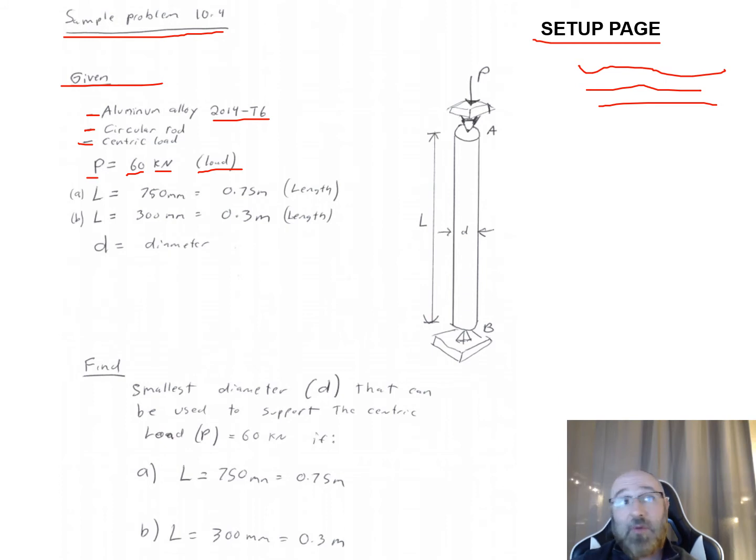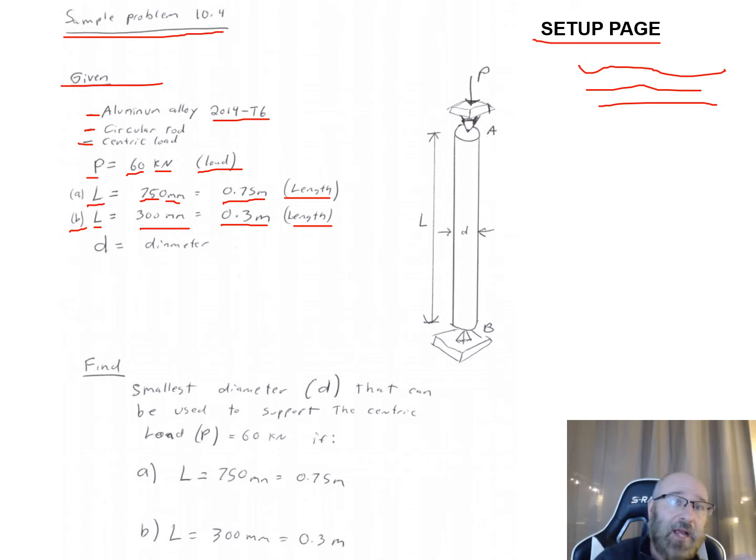Now, for part A and for part B, they give us a different L, which is our length. For part A, this is 750 in units of millimeters. We can do that conversion: it's 0.75 meters. For part B, our L, our length, is equal to 0.3 meters or 300 millimeters. I write it out both ways. I'm not quite sure where and how I want to use it, but having it already converted on my setup page makes it easy for me to quickly switch back, and I don't make a mistake and put a decimal in the wrong spot as I'm going through the solution later on. I also know that D is my diameter, and that's what I'm going to be looking for.